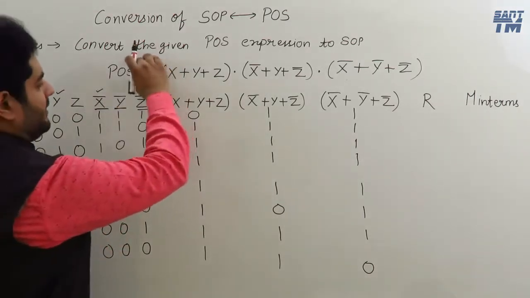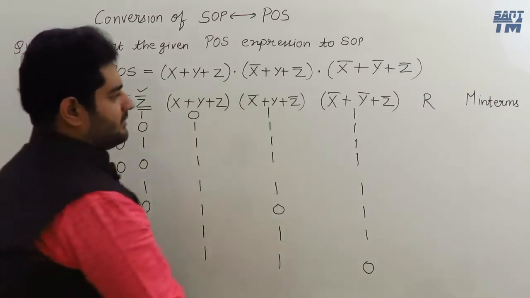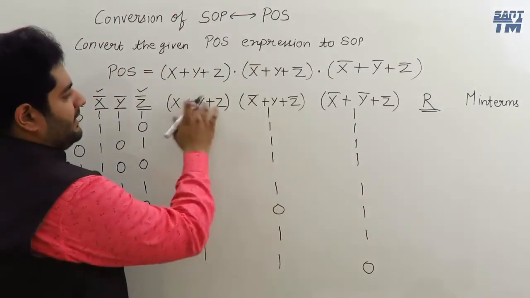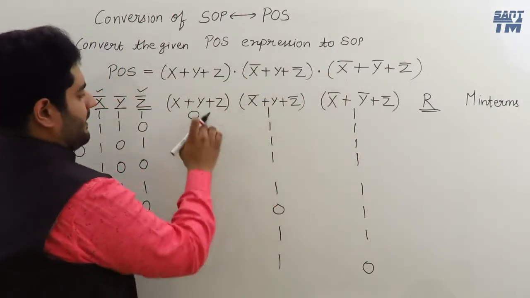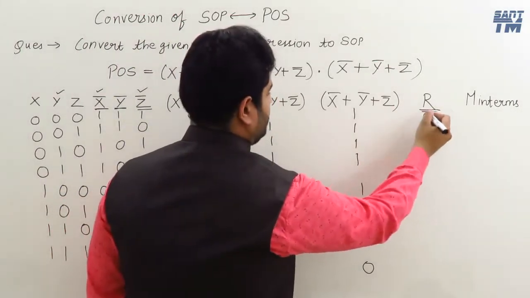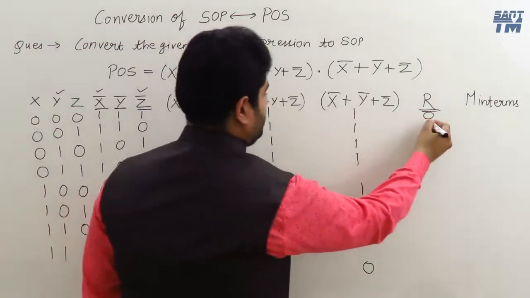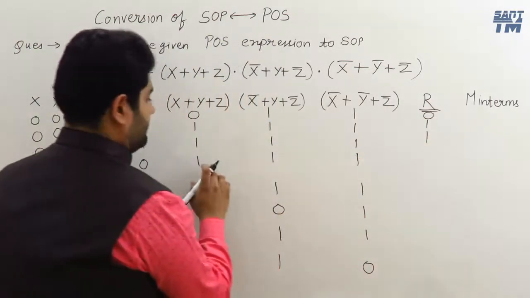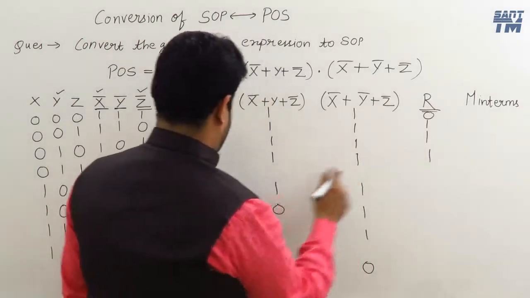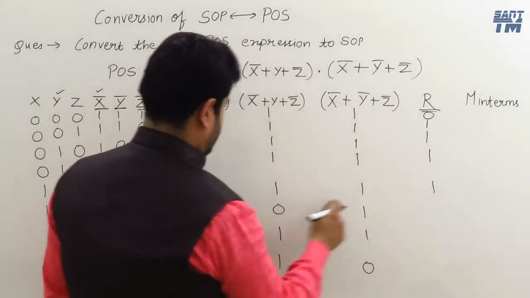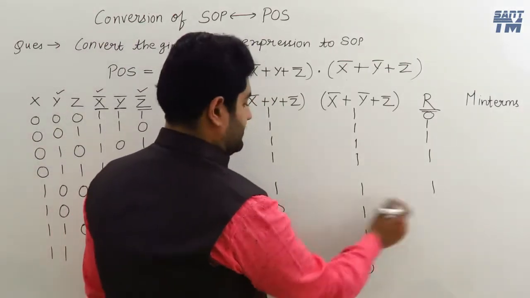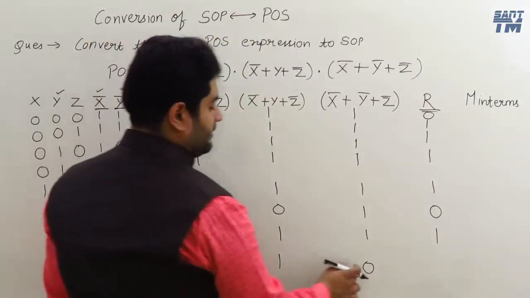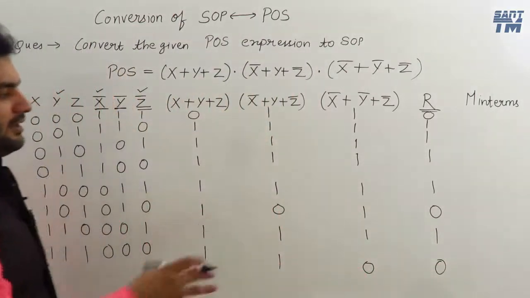Now we have to make the full expression's truth values. I have represented that by R. R means this expression in full. So we have to multiply all these columns to get this expression. 0 into 1 into 1, 0. 1 into 1 into 1, 1. 1 into 1 into 1, 1. 1 into 1 into 1, 1. 1 into 1 into 1, 1. 1 into 0 into 1, 0. 1 into 1 into 1, 1. 1 into 1 into 0, 0. So we have got our output.